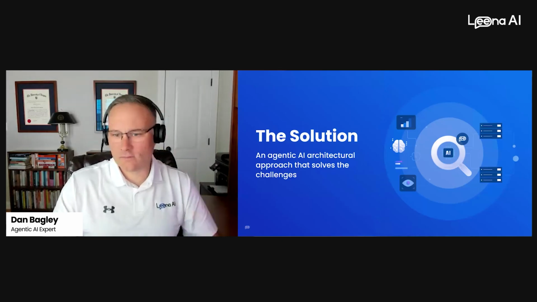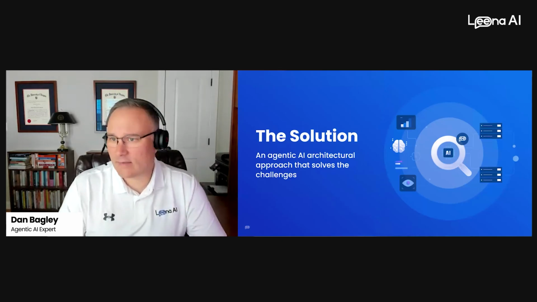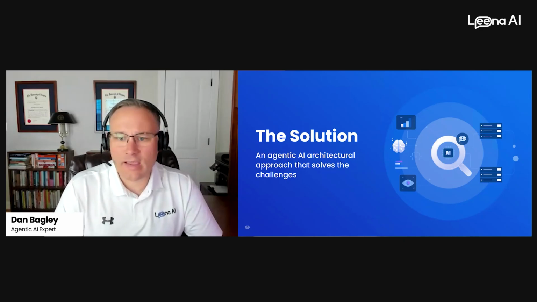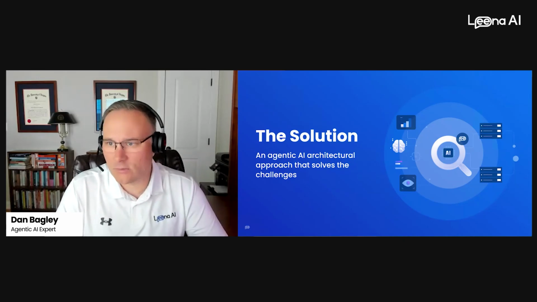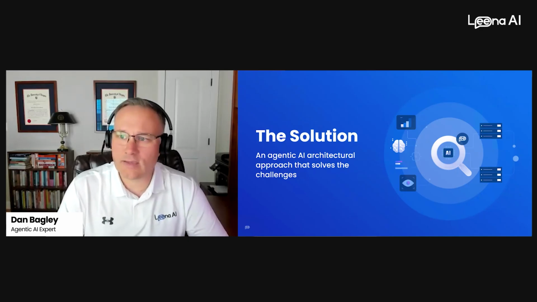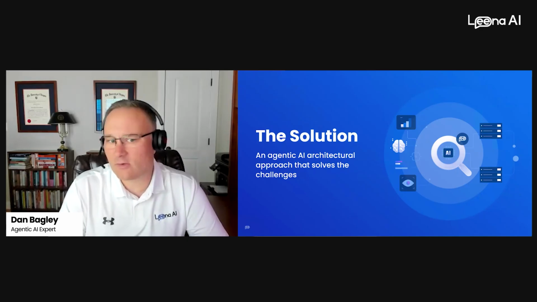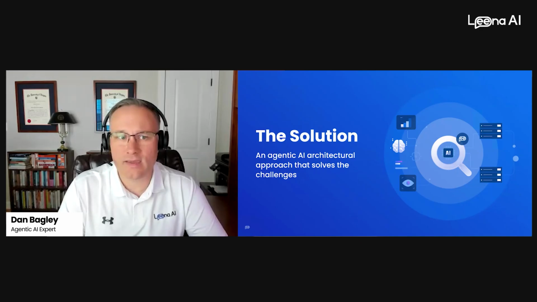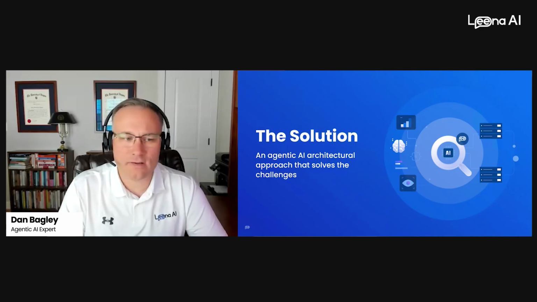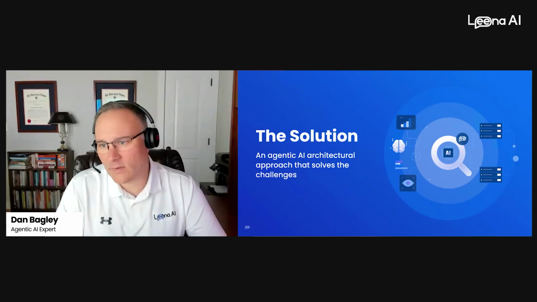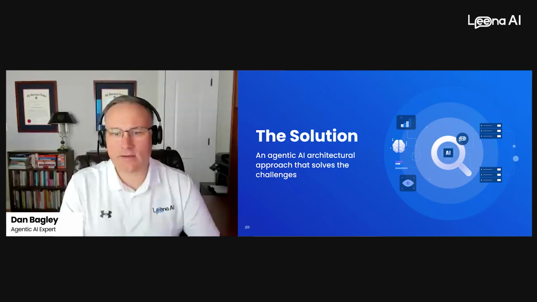So the solution. We've spent, as I've mentioned at the onset, a large amount of time working on this, and this is the evolution of our collective 8 years in business in order to put together an agentic AI architecture that we think is scalable in nature, secure in nature, can be cross-platform in nature, and can solve for many of those challenges that I outlined at the onset.